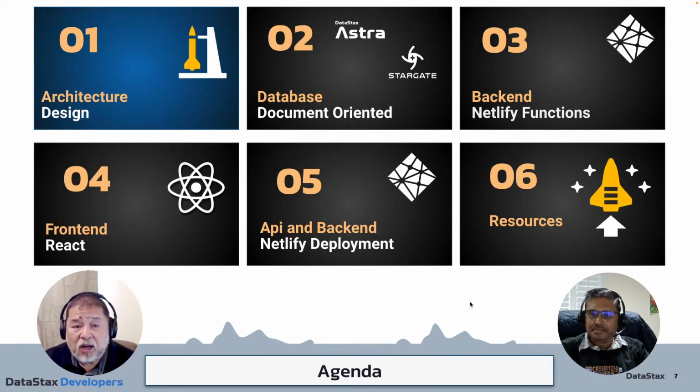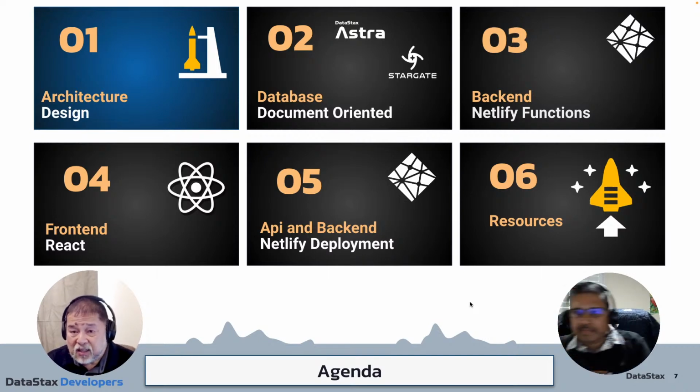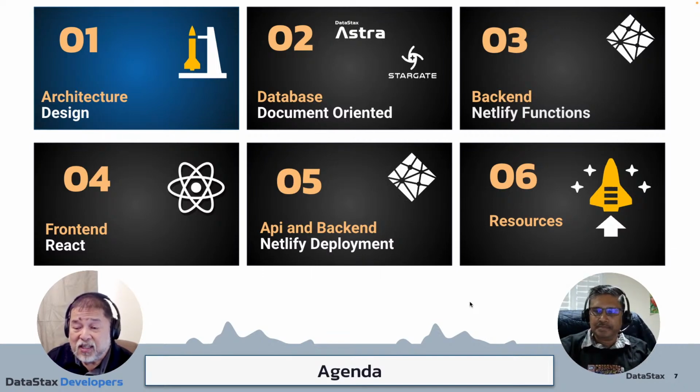We're going to start by talking about the architecture of the application, and then we'll talk about the database. We'll be using DataStax Astra, and you see in that picture number 2, we see this Stargate, and Sarma's going to be talking about what Stargate is. We're going to talk about a back end using Netlify functions, the front end using React, and then putting it all together in a Netlify deployment. And finally, we'll look at resources that are available, including the hint Sarma gave you about a Udemy class that you don't want to miss.